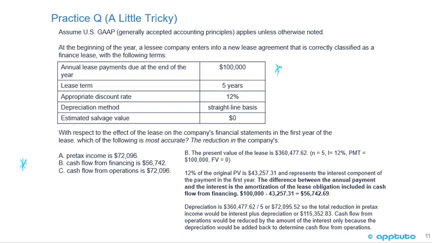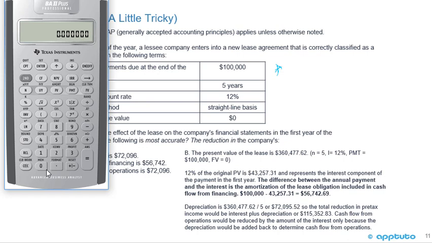So let's bring up our calculator. And so we know the future value is going to be 0. We have our payments, $100,000 per year at the end of the year. So I'm in the ending mode, payment. Okay, the interest rate is 12%, 12 I/Y, and it's a 5-year lease, 5 N. So I'm going to compute the present value, and I'm going to get $360,477.62. So that's the present value of the lease.